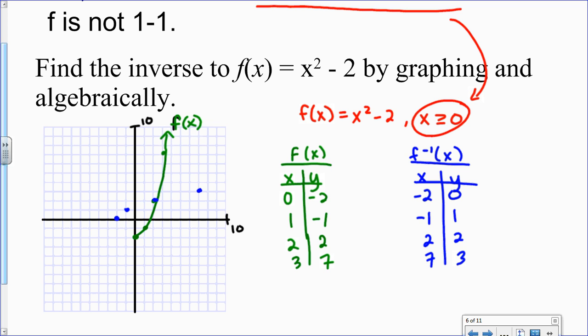Okay. And now I have a function. So I made f 1-to-1. So then I got a function for the inverse. We're going to find the inverse, so the equation of f inverse algebraically, so like we did on the warm-up.